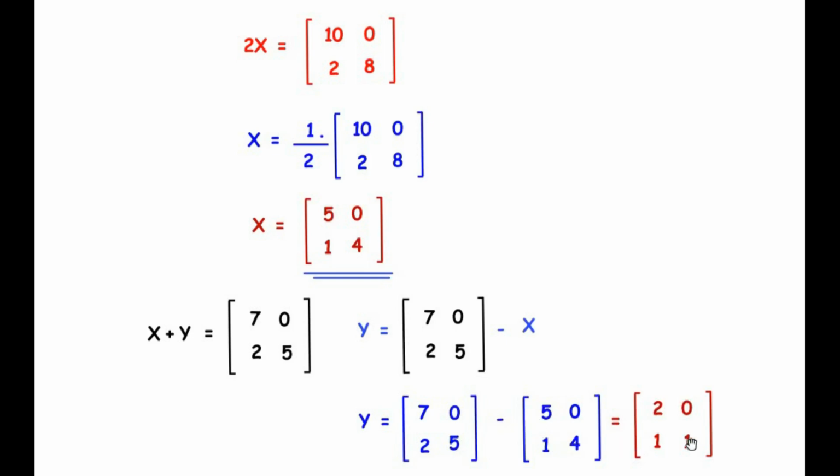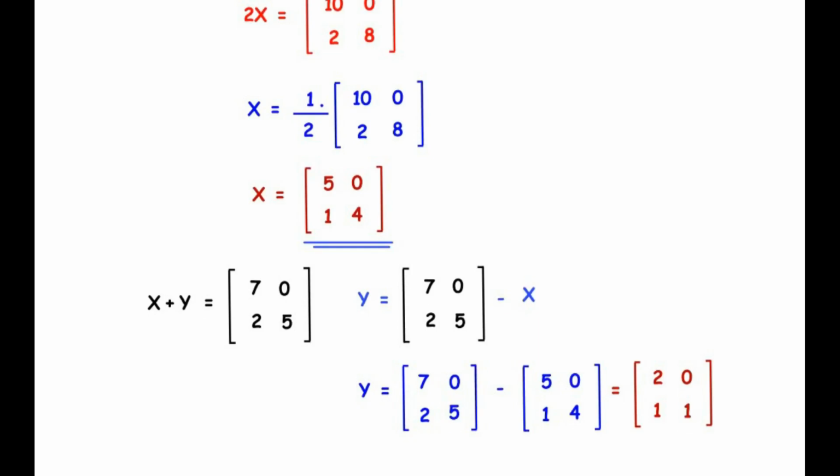And 5 minus 4 is 1. So this is the value of the matrix y. Now let us move on to the second sub question.